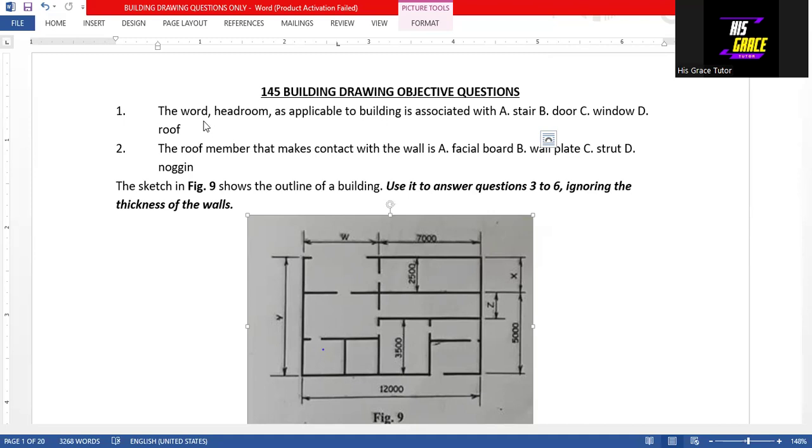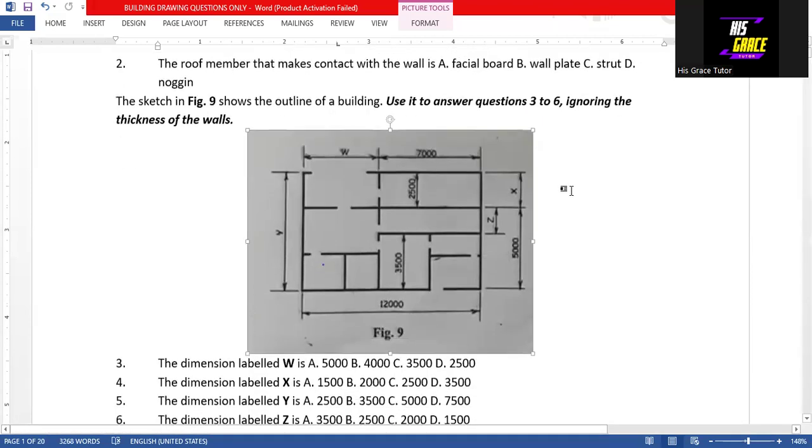Question 1 says that the word headroom, as applicable to building, is associated with a stair. So headroom is a part of a stair or staircase. Option A is the answer to question 1. Then question 2 says that the roof member that makes contact with the wall is a wall plate. That is option B.